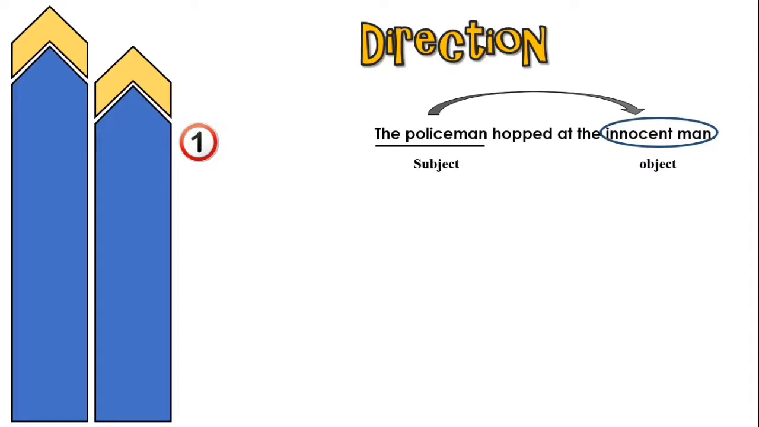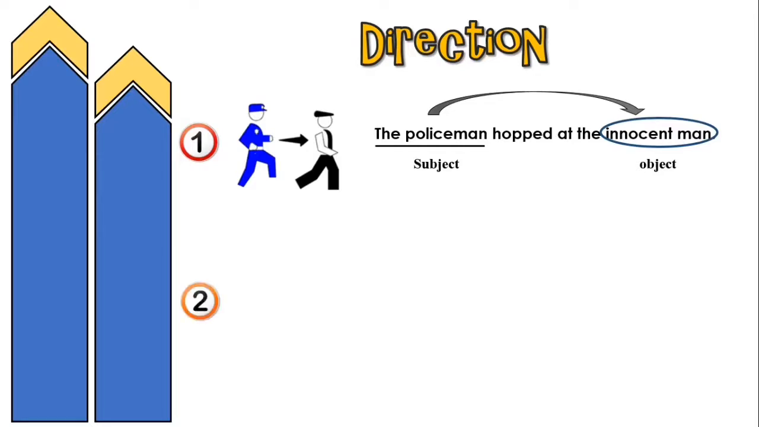So if we will analyze this particular sentence, the innocent man is either stationary or in motion. And then the policeman is following that certain direction that the innocent man takes. So in illustration, this is how it looks like.